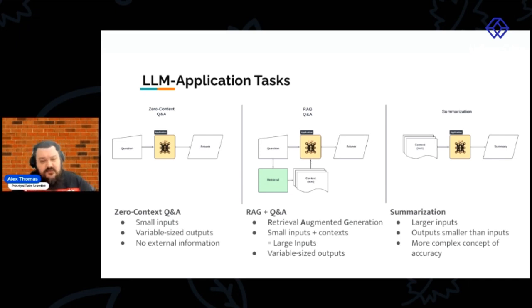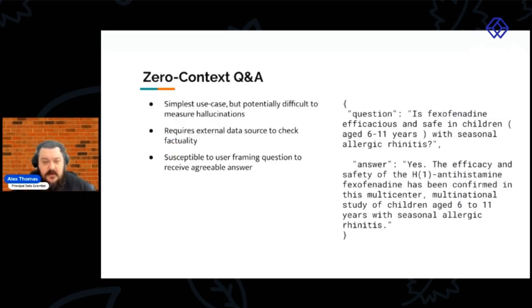Then we have summarization, which is a different task. In this case, there's not really a question or a user input. We'll talk about how you can optionally use that for some things, but in this case, there's going to be a large input and generally a smaller output. And this has a much more complex concept of accuracy. So let's look into some of these use cases. In the zero context Q&A, here we have an example of a question and answer.